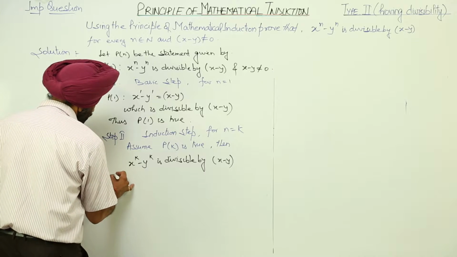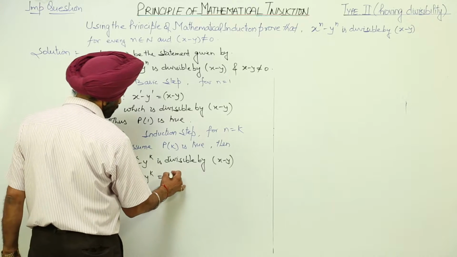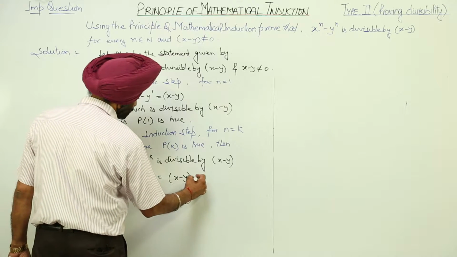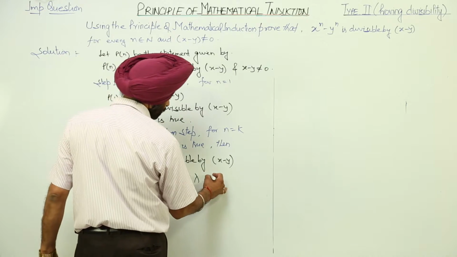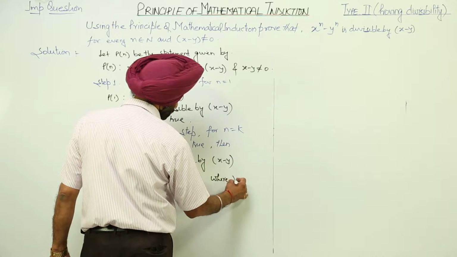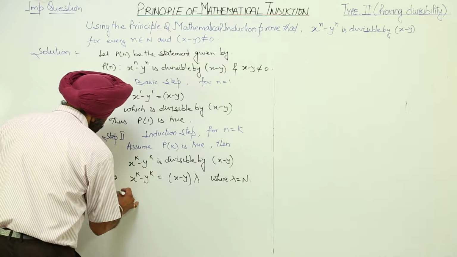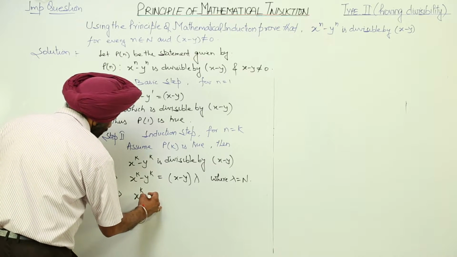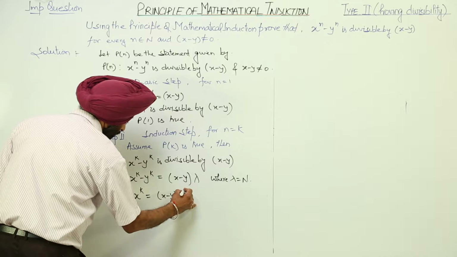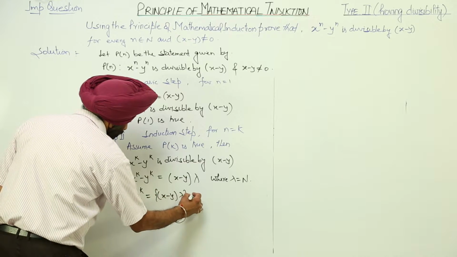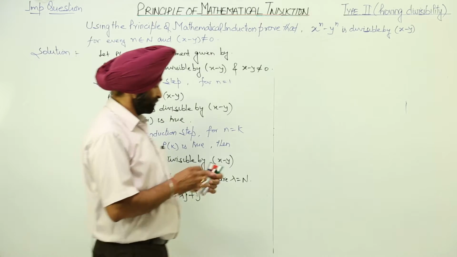To this what we can write? x raised to power k minus y raised to power k is equal to x minus y with lambda. Now here instead of m I have taken lambda, where lambda is equal to n. Is it clear? So this will become x raised to power k is equal to x minus y with lambda plus y raised to power k. Is it clear?